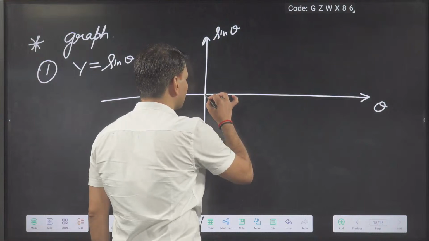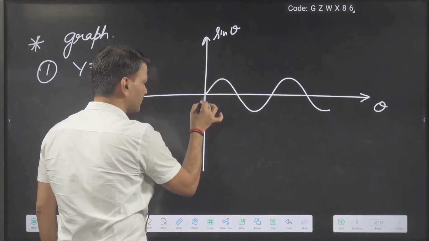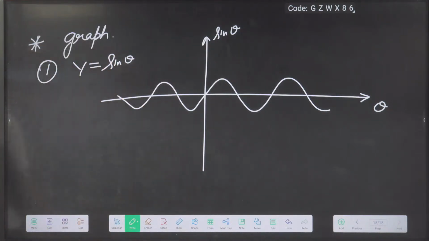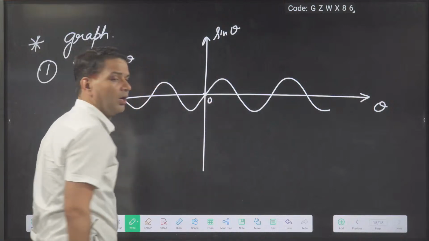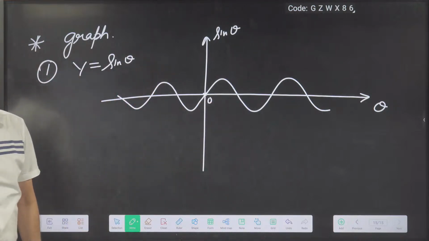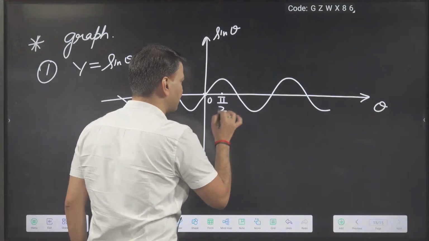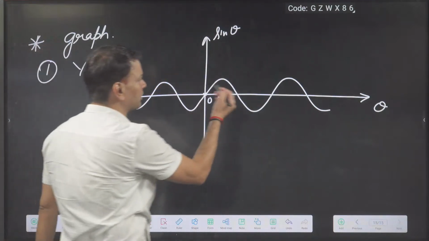So maybe the graph. First we have to know the pattern. This is the graph of sin theta. This is the origin, so this is 0. Sin theta is maximum at 90 degrees. 90 degrees means pi by 2. So here you will get pi by 2. Next, when you cross pi by 2, you enter the second quadrant.